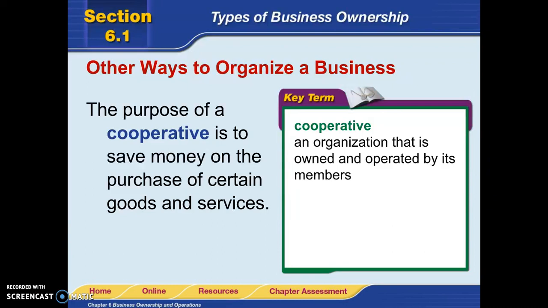The purpose of a cooperative is to save money on the purchase of certain goods and services. So you can receive different benefits to banking with a credit union versus a commercial bank, for example. That's how the cooperative is going to be able to give different benefits to its members in terms of goods and services.